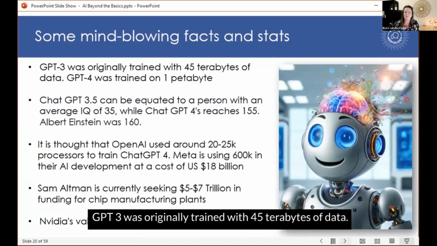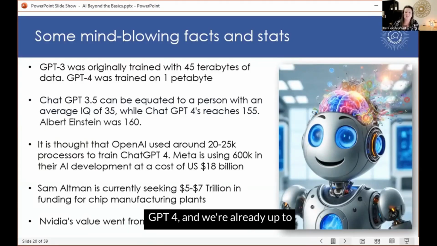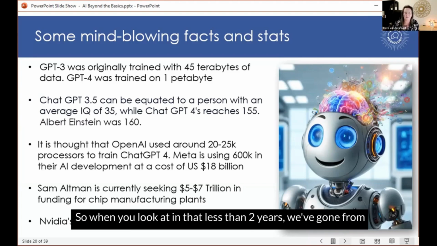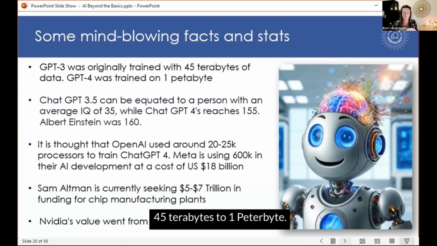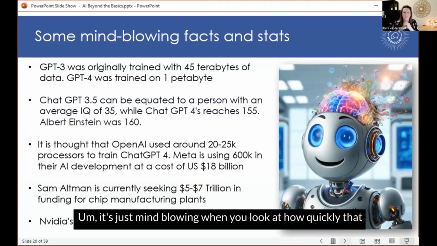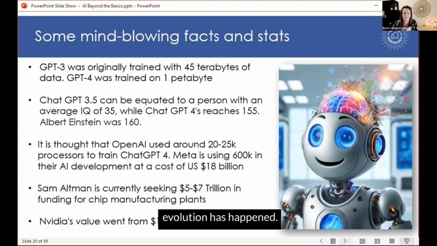So here are some mind-blowing facts. GPT-3 was originally trained with 45 terabytes of data. GPT-4, and we're already up to 4.5 and 4.0, was trained on 1 petabyte. Now that is 1,000 terabytes. So when you look at that in less than 2 years, we've gone from 45 terabytes to 1 petabyte. It's just mind-blowing when you look at how quickly that evolution has happened.